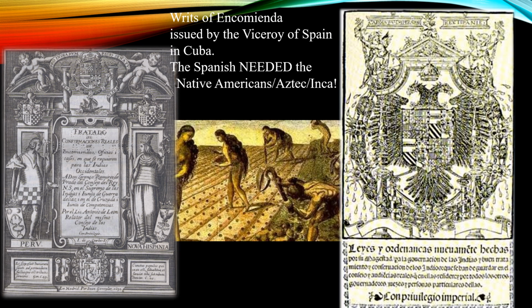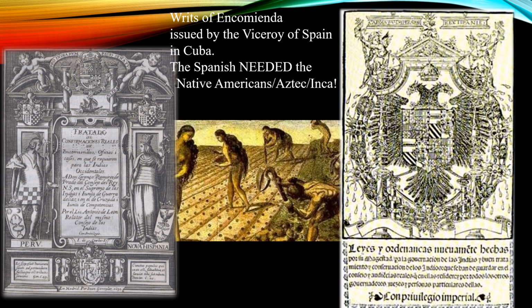And this leads us to these writs of encomienda. You see these two examples that I have. Both of these were written by the viceroys here in the New World. The one on the left is from the viceroy of Peru. You can see the phrase Peru down there. And on the right, it's from the viceroy in Cuba. So there they have the coat of arms. They have all these different symbols all over them, and it explains what's going on here.